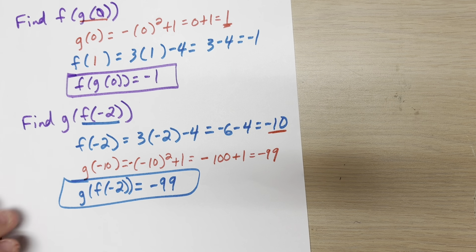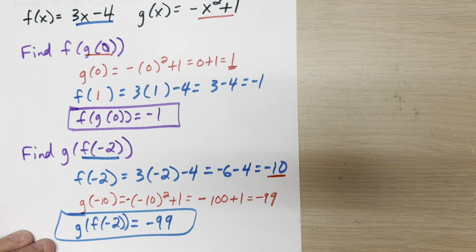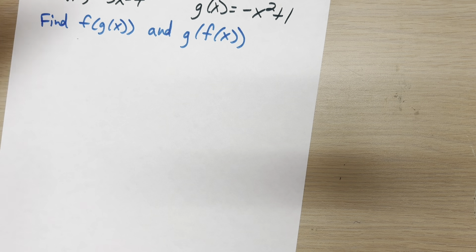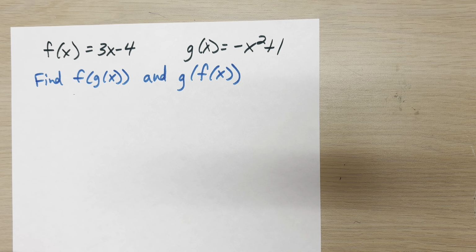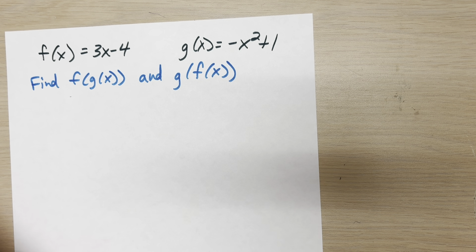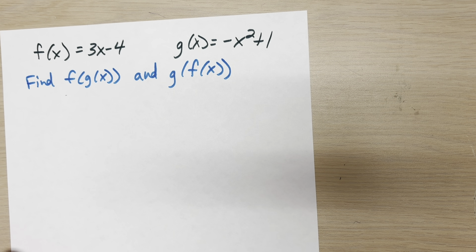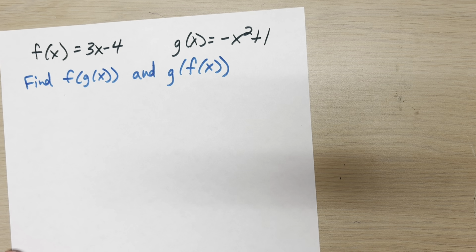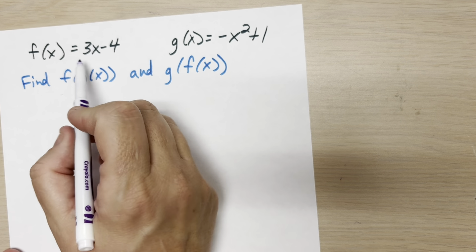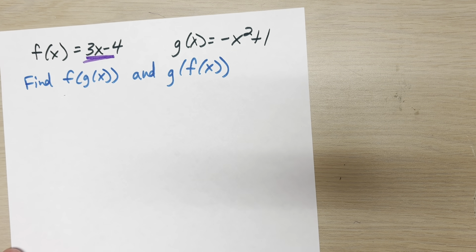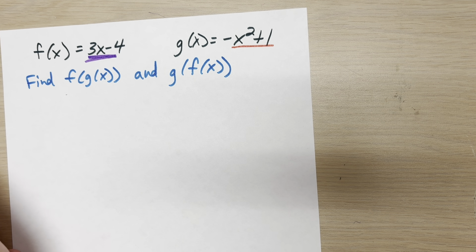All right. Where it gets to be a little bit more tricky is when you're dealing with function composition algebraically. So here they want us to find f of g of x and then also g of f of x. Okay, let's see what we can figure out here. So f of x is 3x minus 4. G of x is negative x squared plus 1.